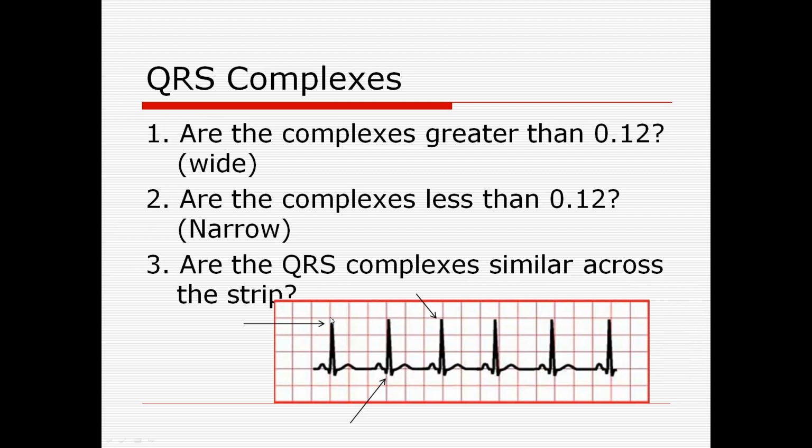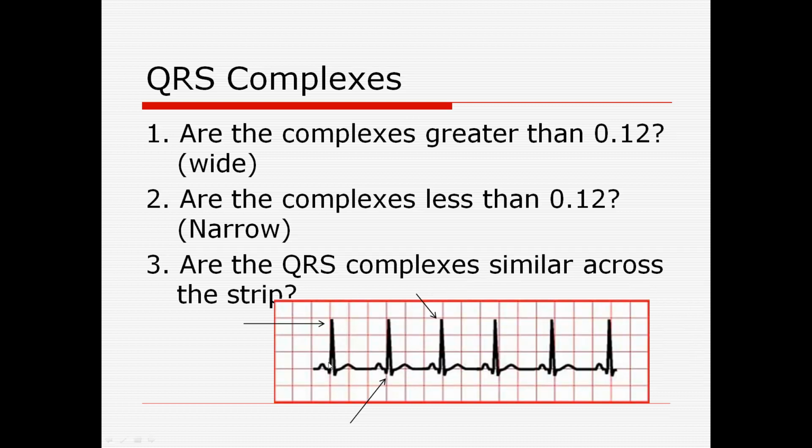So on this one, notice they're all nice and narrow. If we time this out with each box, that would be less than 0.12. So they're nice and narrow. Notice on this we have a P wave, T, P, QRST, P, QRST. So we have to look at that.